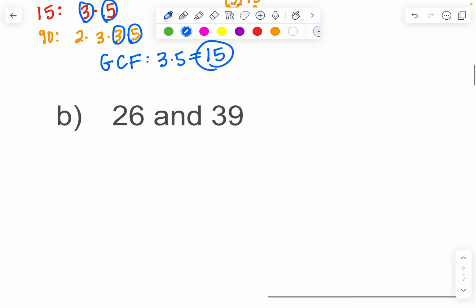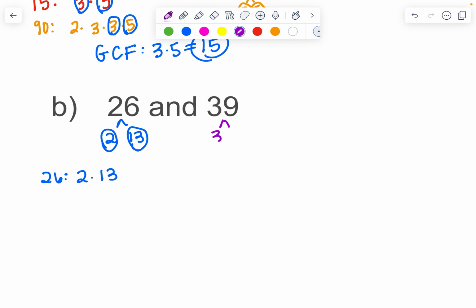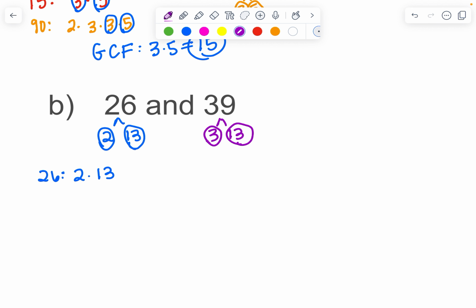Let's look at 26 and 39. I know I can divide 26 by 2. It's 2 and 13. Those are both prime, so I can't do anything else with 26. It's just 2 times 13. Looking at 39, 39 is not divisible by 2, so I'll go on and divide 39 by 3. And I get 3 and 13, which are both prime. We can't do anything else with those. So 39 is 3 and 13. So now the GCF here, the only thing that's common to both is 13. So our greatest common factor is 13.